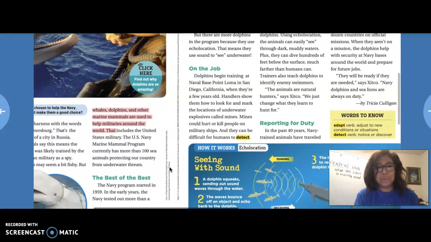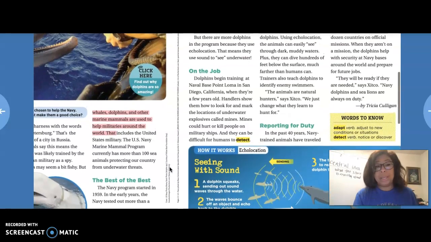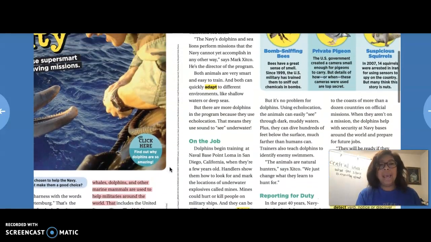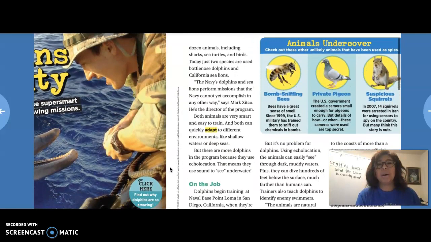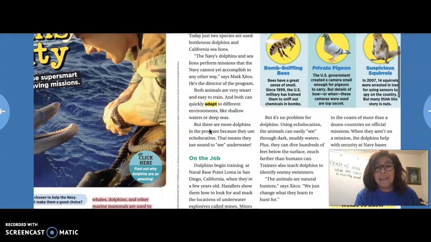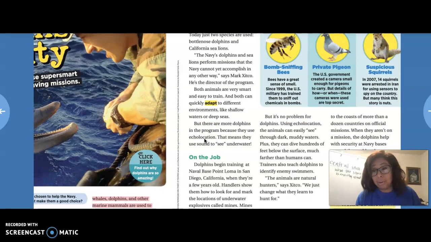Okay, so let's review what we just read, the best of the best. They're talking about the Navy program and when it started in 1959. And they're talking about the kind of animals that they use. They use sharks, sea turtles, and birds. But right now they're only using dolphins and sea lions. And the reason for that is because they're able to adapt, meaning that they're able to adjust to their environment. And they also can use echolocation. So they're ideal animals to use for this purpose.